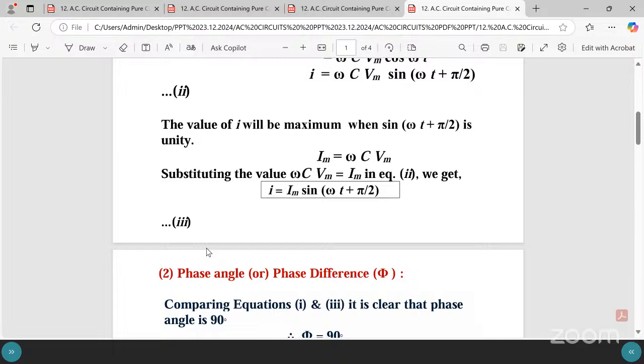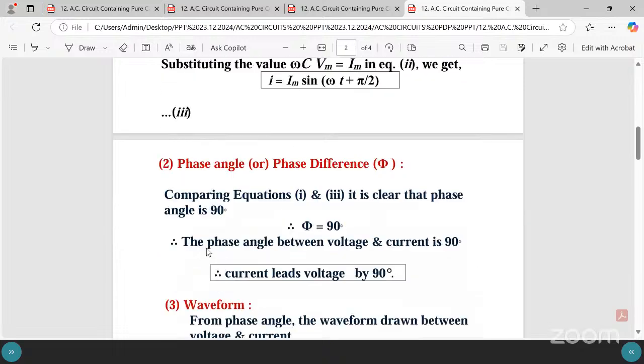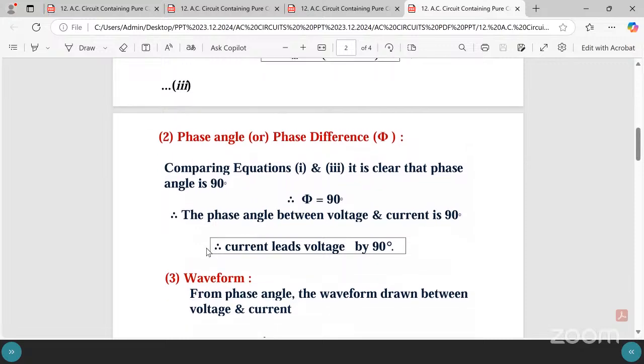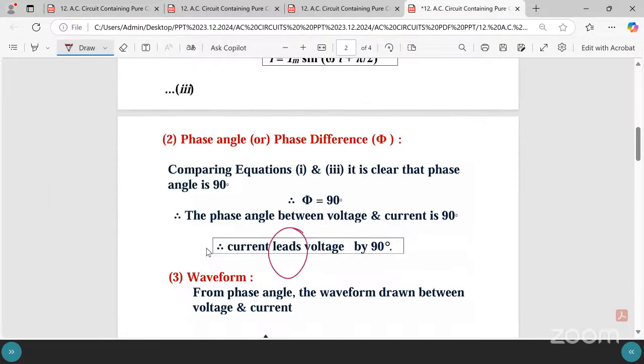Now compare the two equations. What is the angle now? 90 degrees. Inductance minus 90, capacitance plus 90. Plus 90 means current leads. Minus 90 lags.